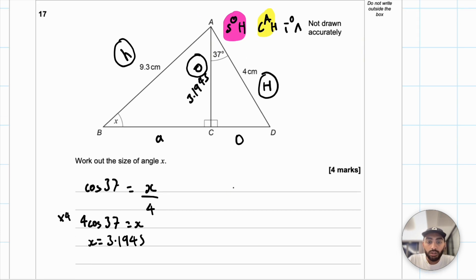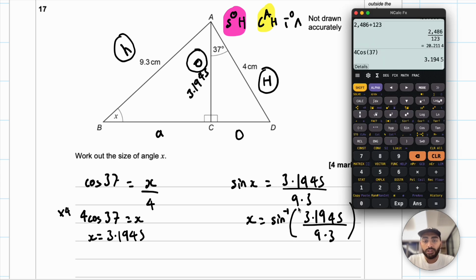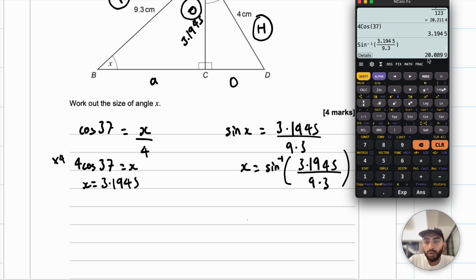This time we don't know the angle, so we've got sine of x is equal to the opposite over the hypotenuse. So opposite is 3.1945 and the hypotenuse is 9.3. To move this sine over to the other side, I need to take the inverse sine of both sides. So that leaves me with x is equal to the inverse sine of 3.1945 over 9.3. So we're working out this angle. Let's just type this into the calculator. So we're doing shift sine first, and that would be 3.1945 over 9.3, which gives us 20.08. So x is 20.090 rounded to 3 decimal places.